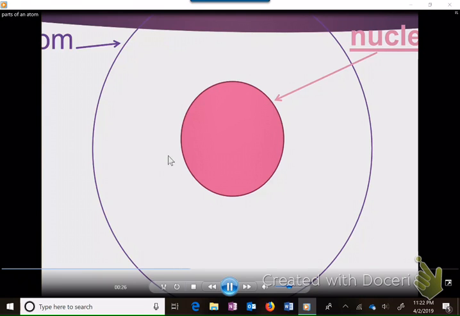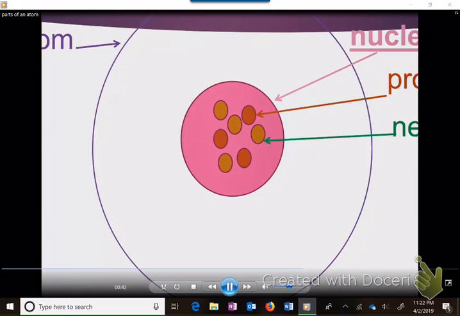If you wanted to color or coordinate your words and colorings, that'd be fine also. Then the red dots are going to be protons. Again, my words are cut off from the screen, but that's protons. The green dots are going to be the neutrons.